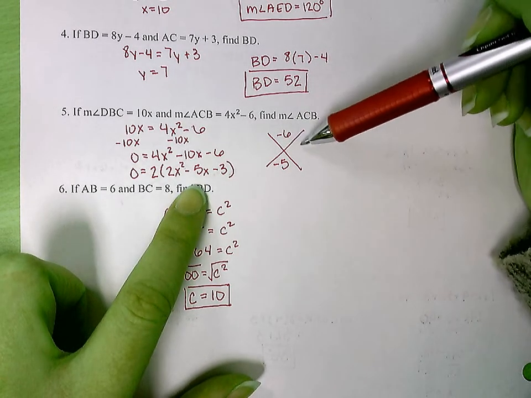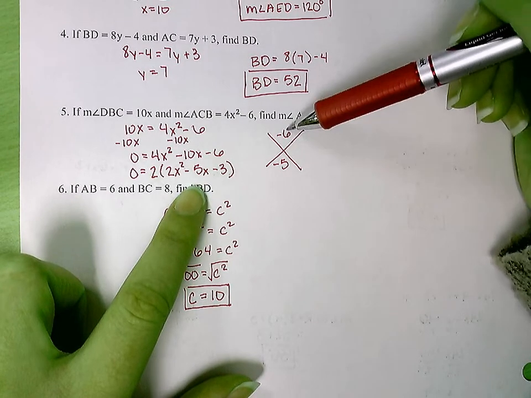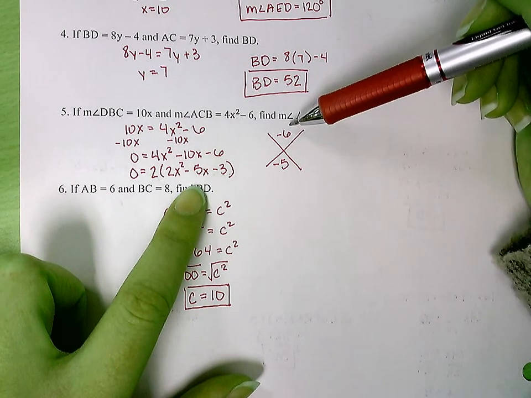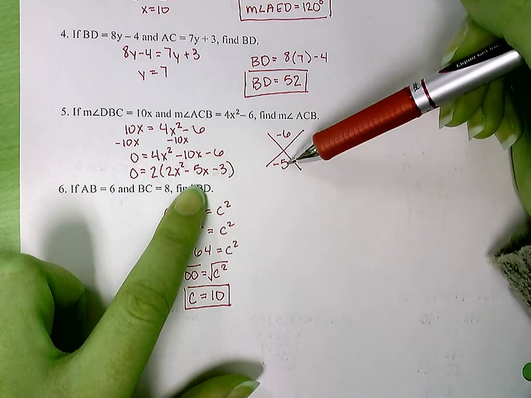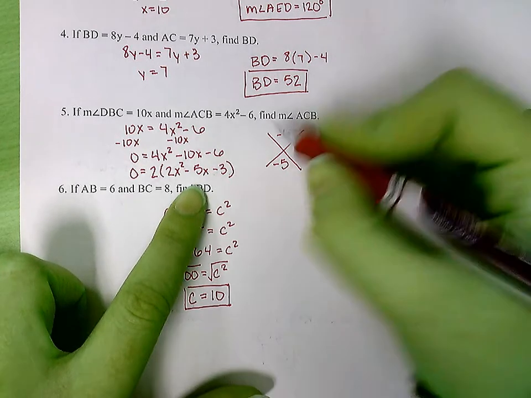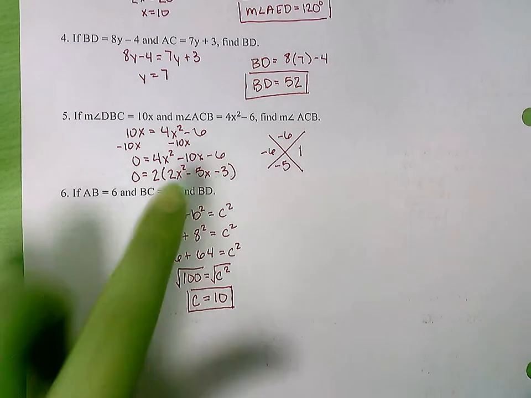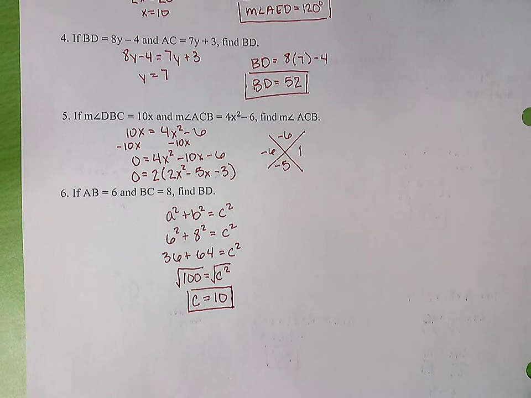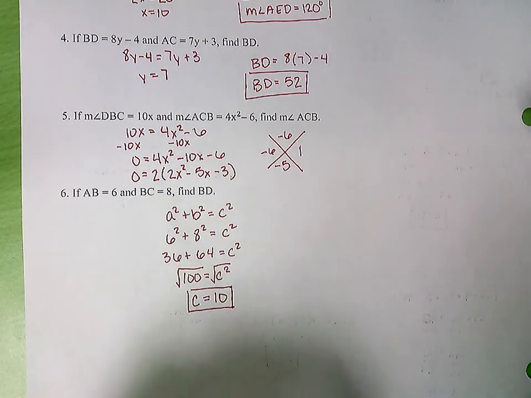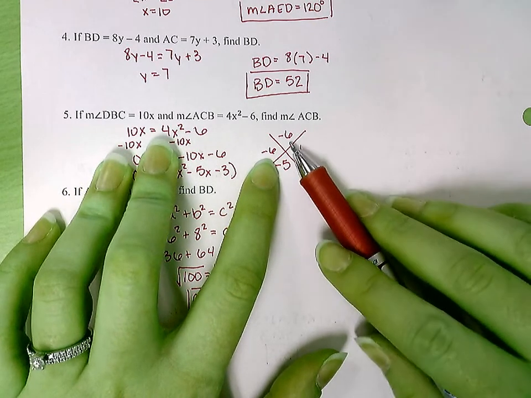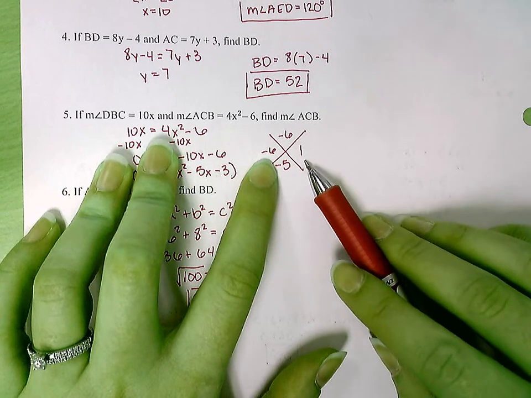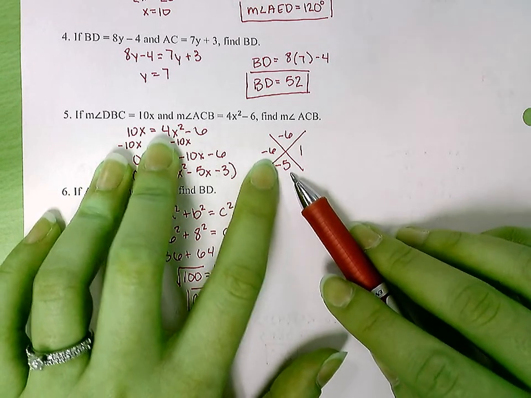If I did negative 2 and negative 3, that would be a positive 6. If I did negative 2, positive 3, this would be a 1. It's negative 6 and 1. Okay? Quiet, please. If I multiply negative 6 times 1, I get negative 6. If I add negative 6 plus 1, I get negative 5.